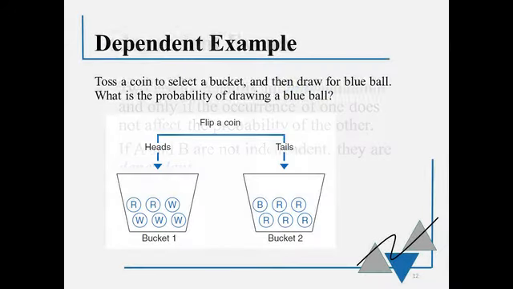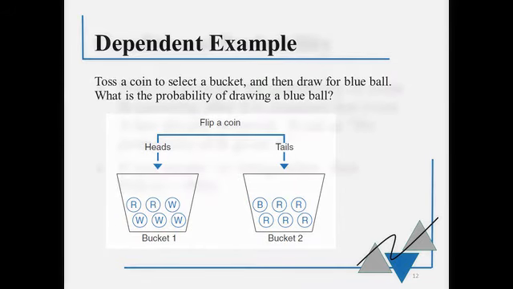So here's an example of dependent probabilities. I'm going to flip a coin, heads or tails, to tell me whether to take a ball from bucket 1 or bucket 2, and then I want to find the probability of drawing a blue ball. That first event, flipping the coin, makes a difference. It changes the probability of me getting a blue ball. If I flip heads on that coin, the probability of getting blue is 0. But if I flip tails on the coin, then I have a 1/6 probability of getting a blue ball.